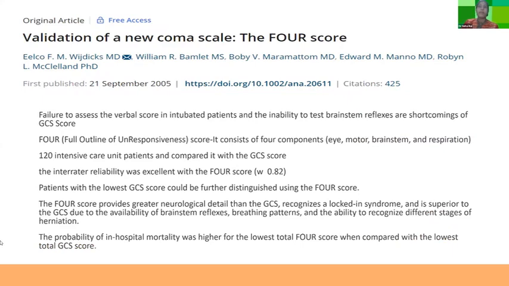And the important thing that I found while studying for this seminar was the FOUR score. This is the new coma scale, which is said to be better than the GCS scale. And instead of the verbal response used in the GCS scale, they use the brainstem reflex, the pupil reactivity, and the respiration. And they have given a lot of weightage to the pupillary signs in grading the coma.